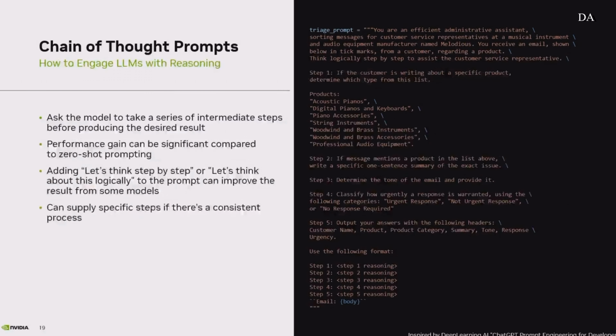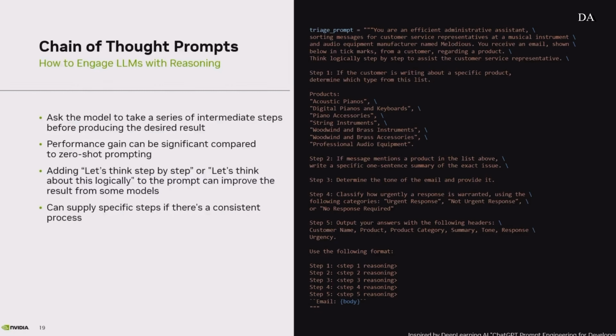Taking a look at the prompt on the right, you'll notice that it is asking the large language model to think logically, step by step, to help the customer service representative. And certainly there are 5 steps there, including specific output to format the answer in. And at the very bottom in blue, we see that the body of the email is going to be appended to these instructions. So the instructions plus the body of the email comprise what we call our triage prompt.